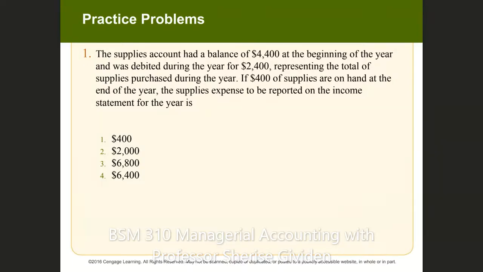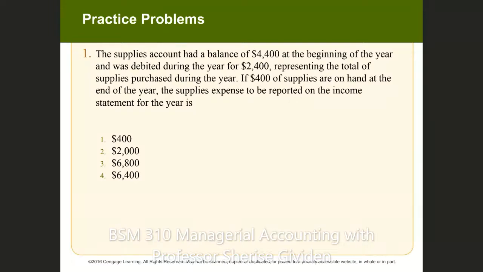So they're saying that at the beginning, they had this amount of dollars' worth of supplies. And then throughout the year, we debited that account this amount. And then at the very end of the year, we were left with this amount. This is what's left in the account. This is all we have left. So what's the answer?